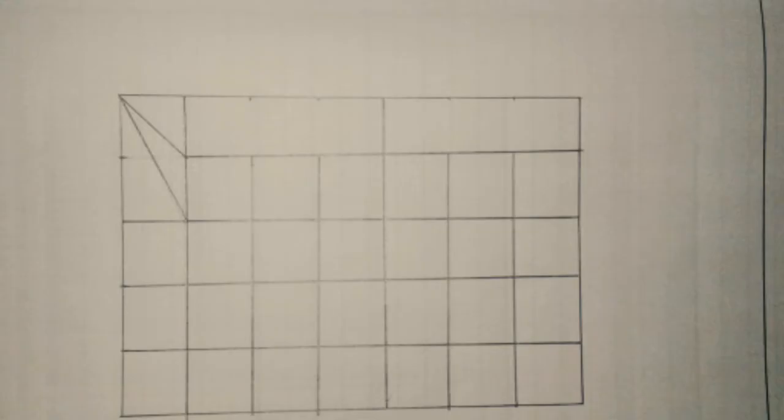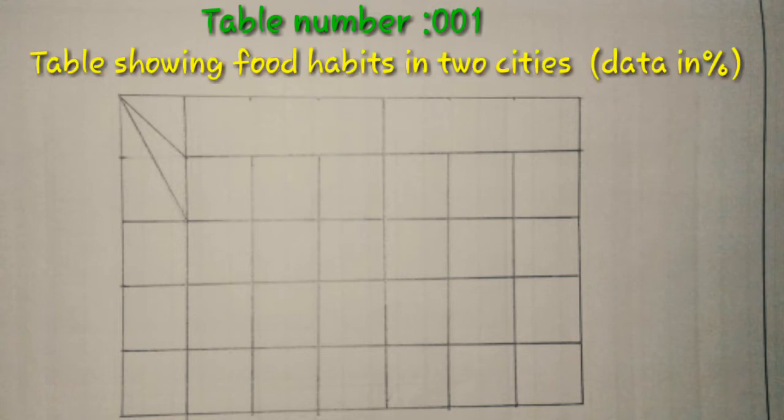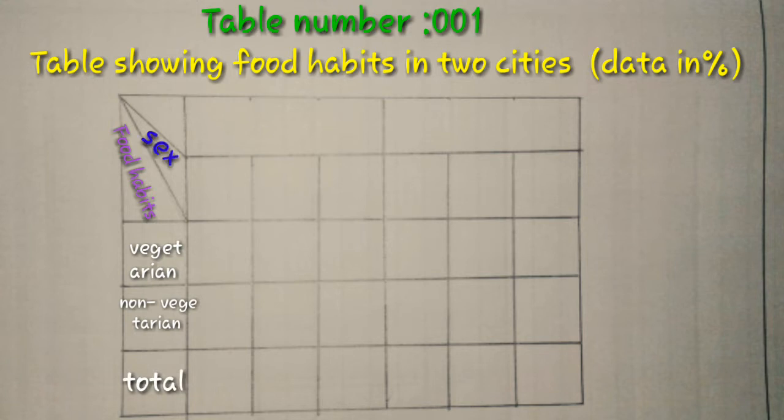As per the given information, let us tabulate the following. Firstly, as per the rule, we have to write the table number. It's 01. Then the table name: table showing food habits in two cities, data is in percentage. So let's fill up the table with rows and columns. In columns, let's write food habits as vegetarian, non-vegetarian and total. Let us divide rows as two, one as town column and the other as gender column.